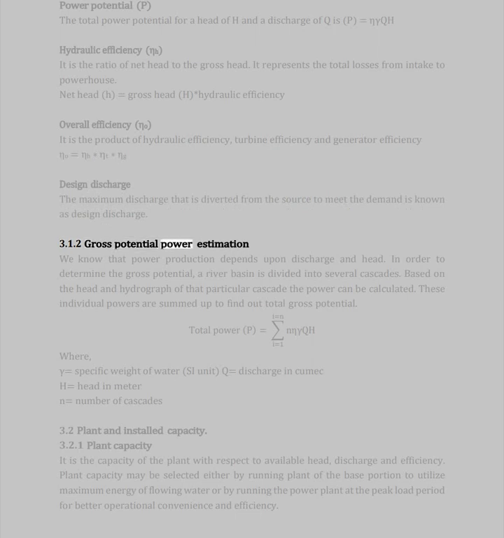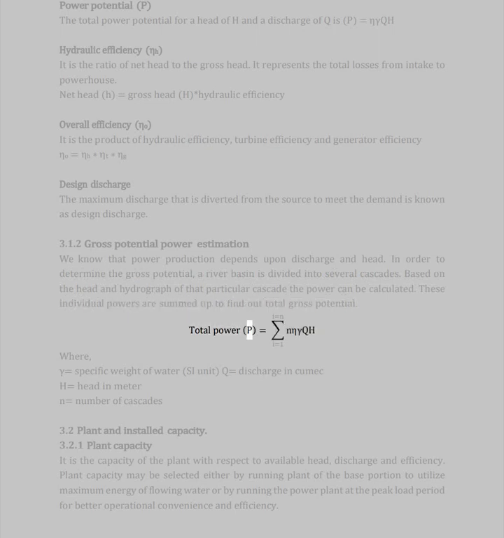3.1.2 Gross potential power estimation. We know that power production depends upon discharge and head. In order to determine the gross potential, a river basin is divided into several cascades. Based on the head and hydrograph of that particular cascade, the power can be calculated. These individual powers are summed up to find out total gross potential.